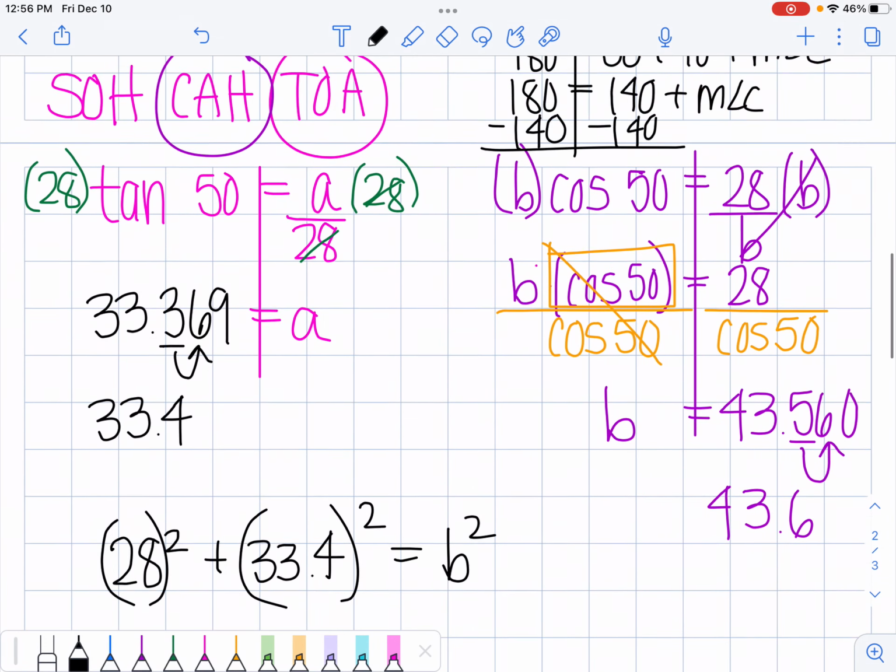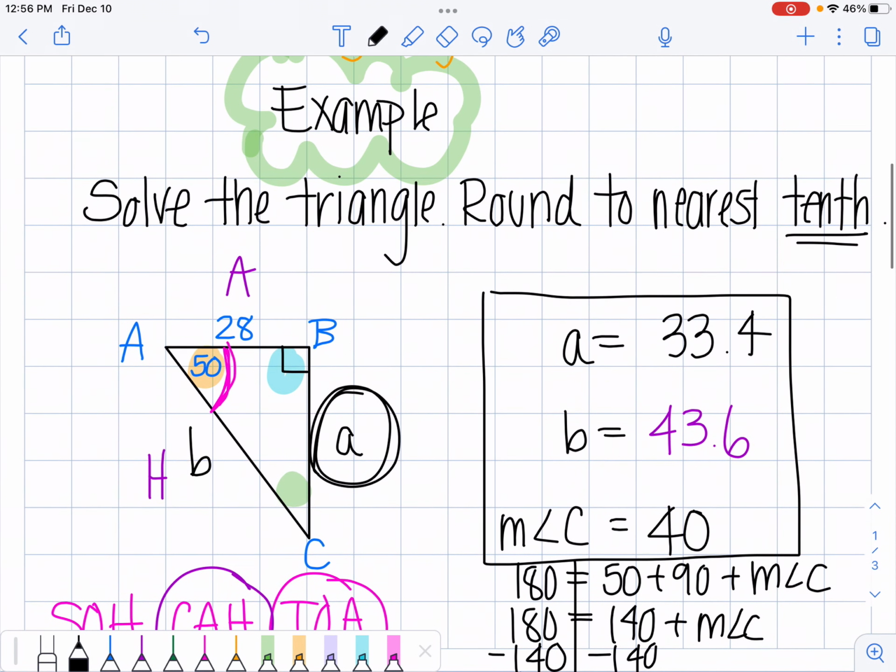So if you have any questions, let me know. Again, remember, we're going to use SOH CAH TOA, and we can also combine in the Pythagorean Theorem if you want to. Good luck.